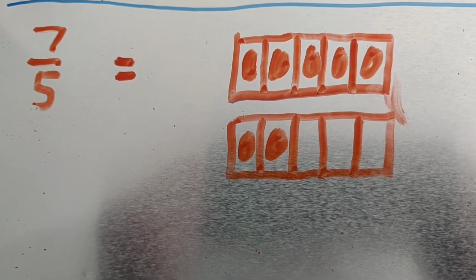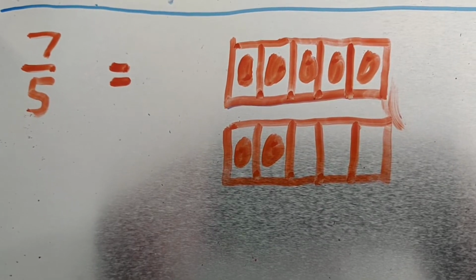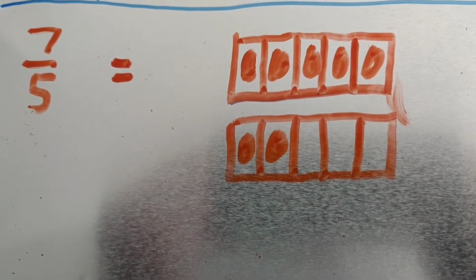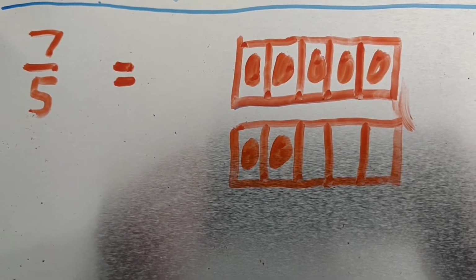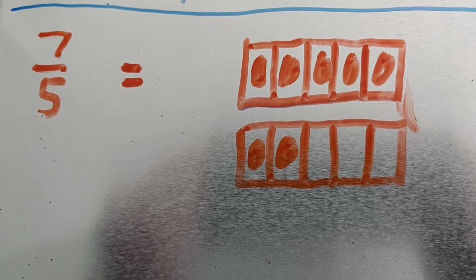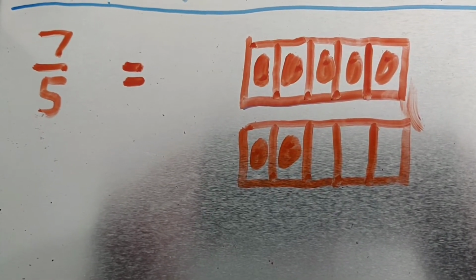So notice if you start from that top model and we count, we have 1, 2, 3, 4, 5, 6, 7 parts, which is our numerator, in 7/5, and then our wholes are broken into 5 equal parts. So these models represent the fraction 7/5.